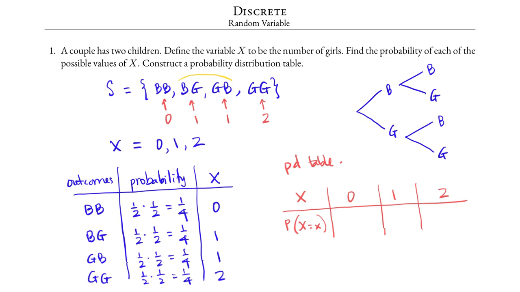What is the probability that x equals 0? Well, we found it. It is 1/4. What is the probability that x equals 1? There are two cases, and each has a probability of 1/4, and there are two of them. And so 2/4 for x equals 1. What is the probability with x equals 2, meaning the event that the couple has two girls? That is 1/4. This is what we call a probability distribution table.